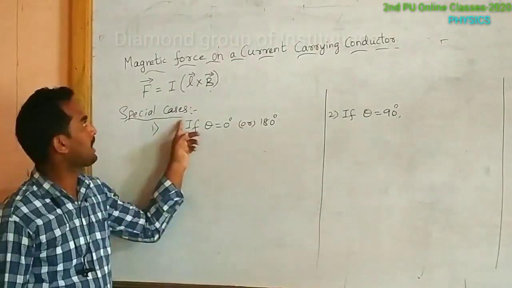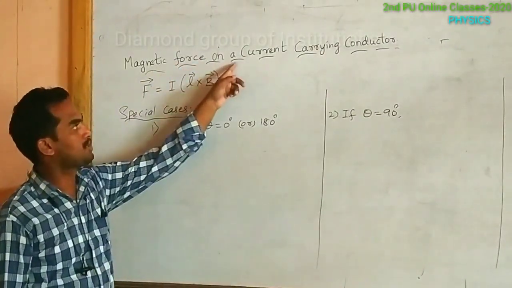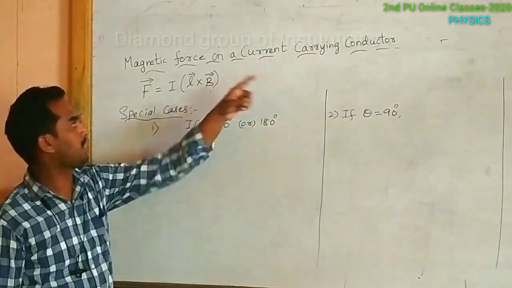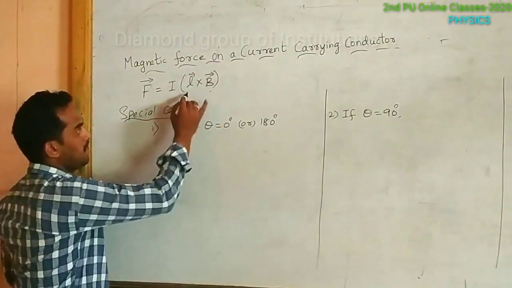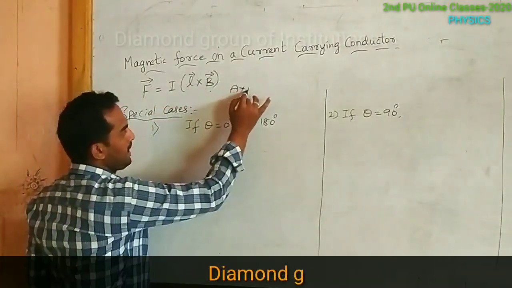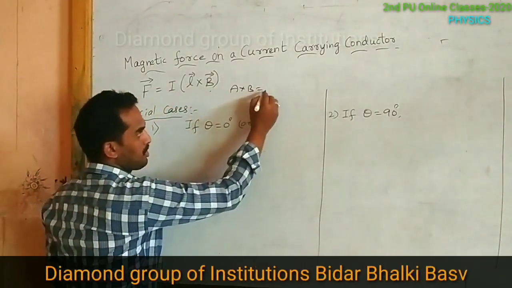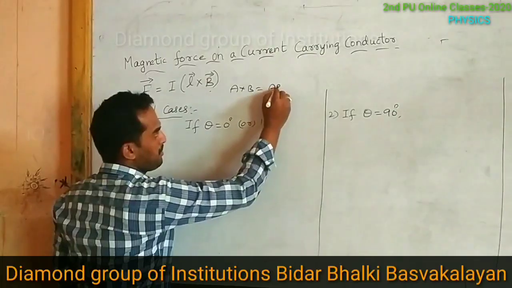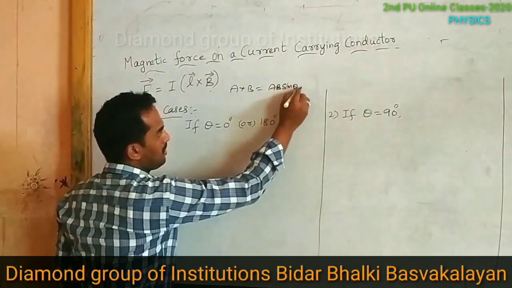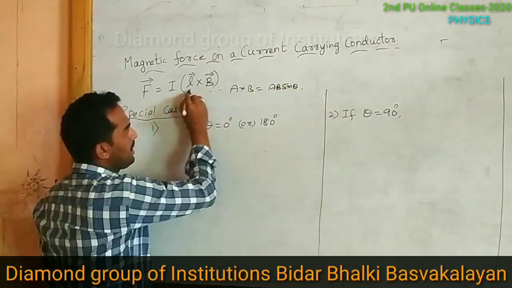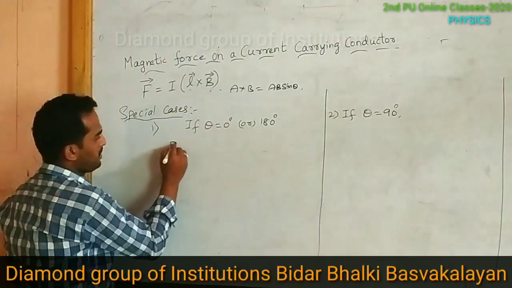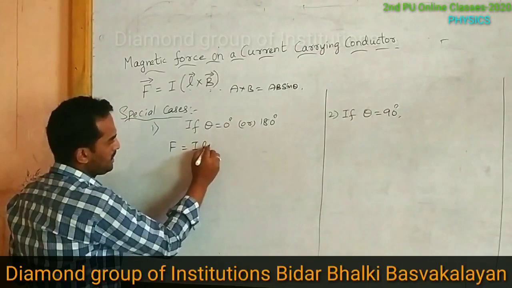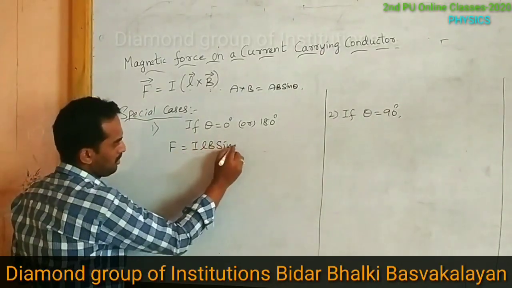Now, special cases of magnetic force on a current carrying conductor. F equal to I into L cross B. What is this L cross B? It is in the form of A cross B. A cross B means the cross product, AB sin theta. So L cross B is nothing but LB sin theta. That means F equal to ILB sin theta.